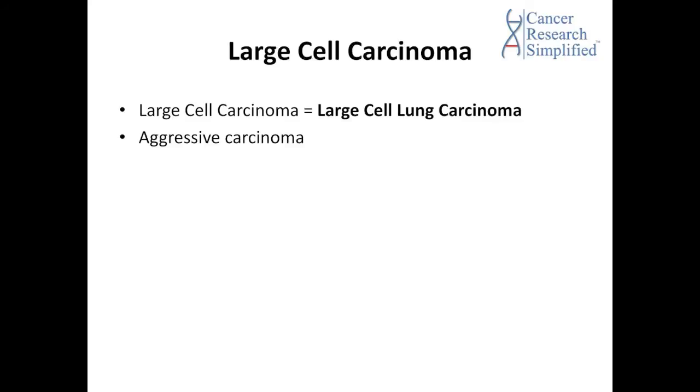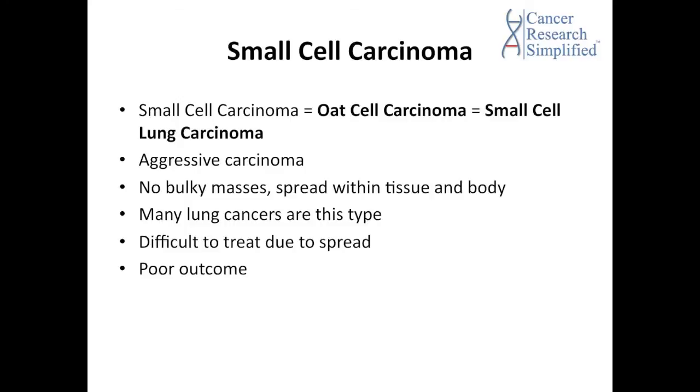There are also two types of carcinomas I like to mention here, which one is called large cell carcinoma and the other is called small cell carcinoma. These carcinoma types are more specific for the lung, and we will be talking about these cancer types in more detail in the lung cancer episode. However, I like to mention them here very briefly. Large cell carcinomas are also called large cell lung carcinoma and are an aggressive type of carcinoma. Small cell carcinoma is also known as oat cell carcinoma.